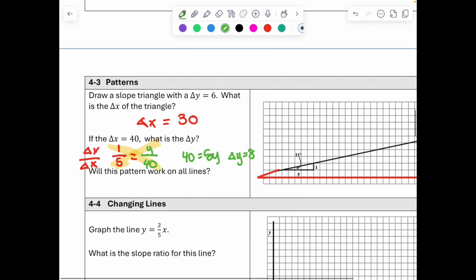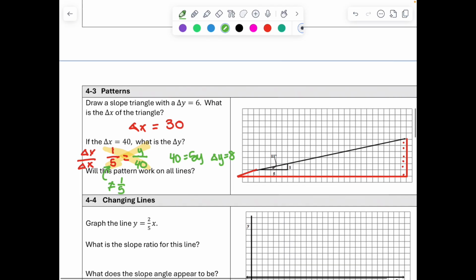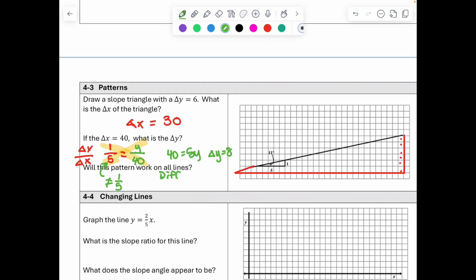So will this pattern work on all lines? Well, it won't always be equal to 1 over 5. It's not always going to be 1 over 5, just because different lines have different slopes.